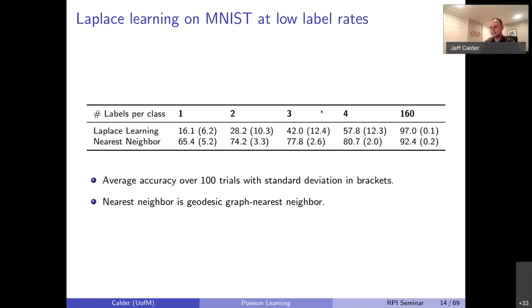And I'm comparing to a baseline nearest neighbor classifier that uses the graph geodesic distance. But if I really crank the label rate down to only a handful of labels per class, so one label up to four labels per class, the performance of Laplace learning degenerates really, really quickly. And so I have results that are close to random guessing. If you just guess randomly, you get 10%, right? Okay. And so this is much, much worse than the baseline nearest neighbor. So something really bad is going on in this low label rate regime.